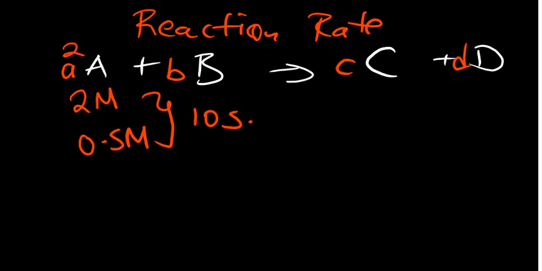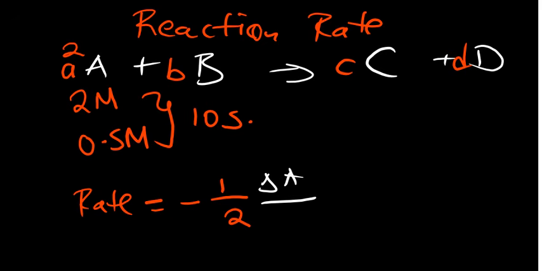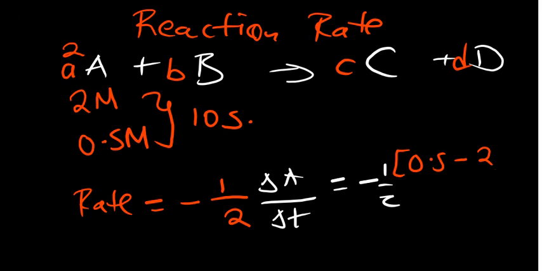the rate in such a case can be given by negative 1 over the coefficient of A, which is 2 in this case, then the change in A over change in what? Over change in time. So this is going to be negative 1 over 2. Our A initially was what? 2. So it's the final one, which is 0.5, minus the initial, which was 2, divided by the time, which was 10. Okay. So the idea is to make sure that the rate is always going to be positive.